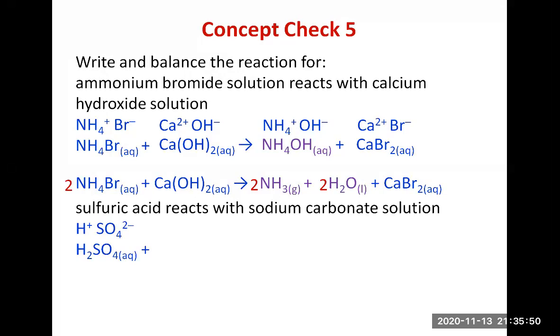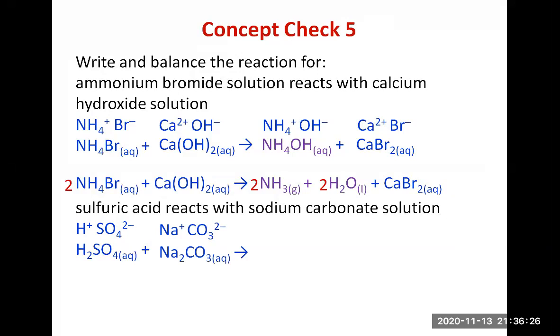Sulfuric acid reacts with sodium carbonate. Sodium is Na+. Carbonate is the CO3 negative 2 ion. It's one of those polyatomic ions you need to remember. So when you put them together, you will need 2 Na+ to cancel the 2 negative charges on the carbonate. And you can see that with the crisscross trick as well. So the formula will be Na2CO3. Na2CO3, you are told, is a solution.